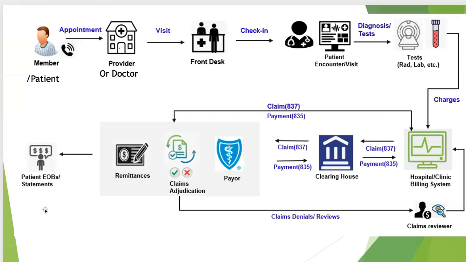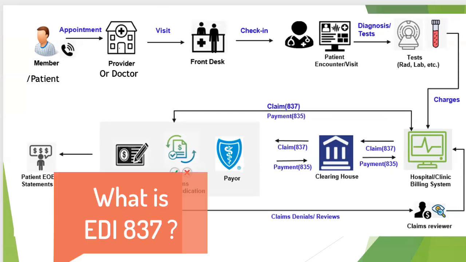So they are going to clearly ask you what is EDI 837, what is EDI 835, how that file transaction happens, and if a claim is denied, what is the procedure and how are we going to resubmit the claim. So these will be very basic interview questions.